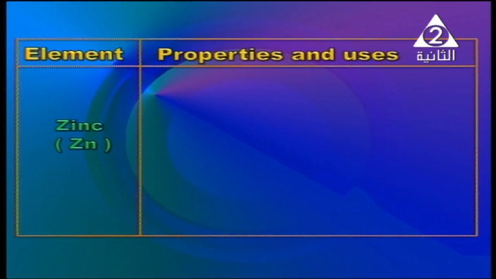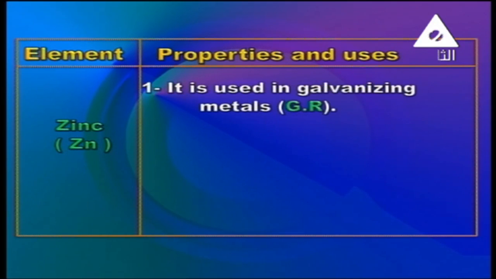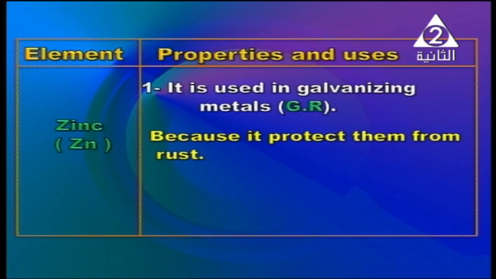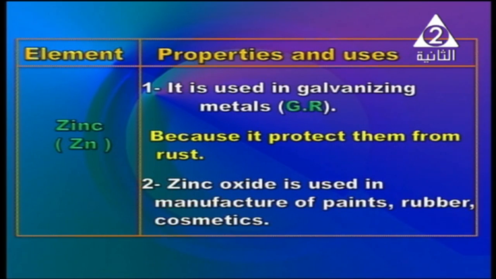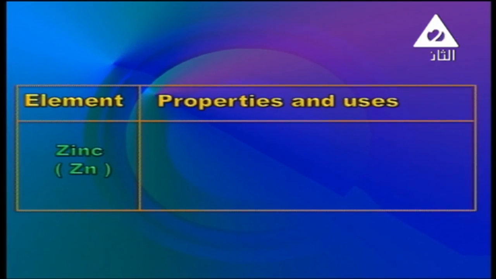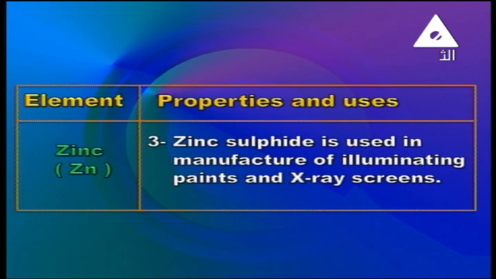Now we are going to discuss zinc. It is used in galvanizing metals by covering the metals with zinc. We call it galvanization. The reason for that is to protect them from rust. Now, zinc oxide is used in the manufacture of paints, rubber and cosmetics. And zinc sulfide is used in the manufacture of illuminating paints and X-ray screens.